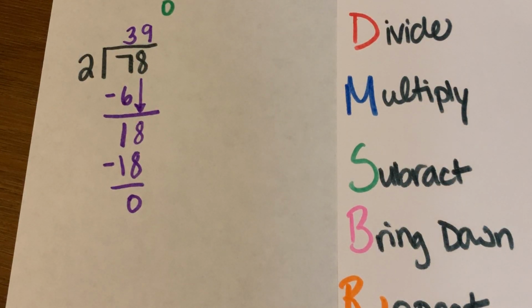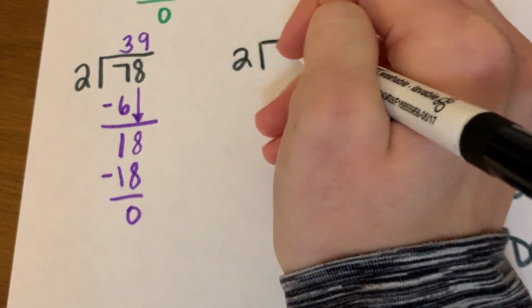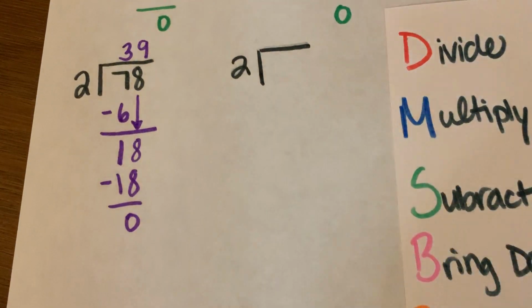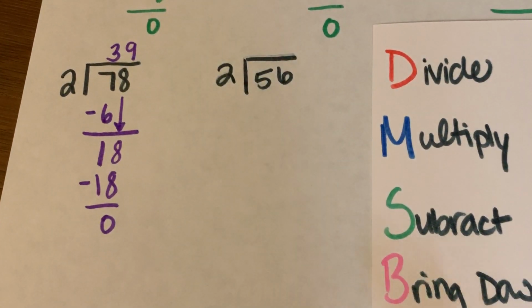All right, here is another problem for you to try on your own. 2 divided by 56. Go ahead and try that one on your own.